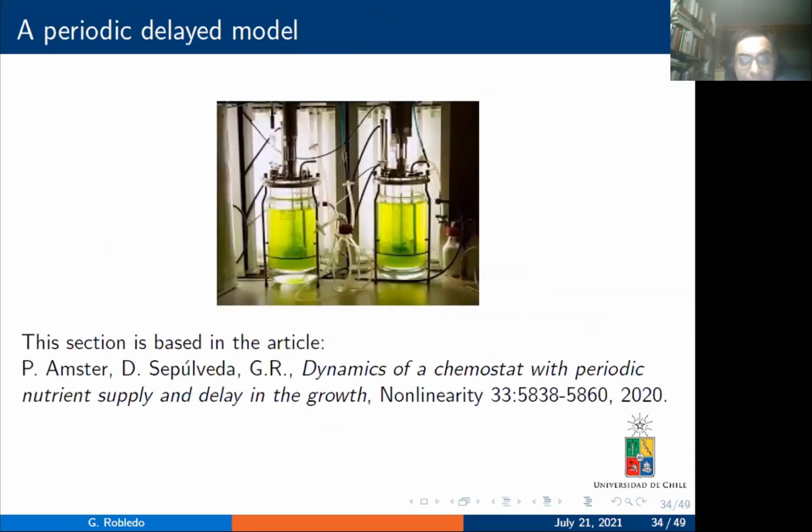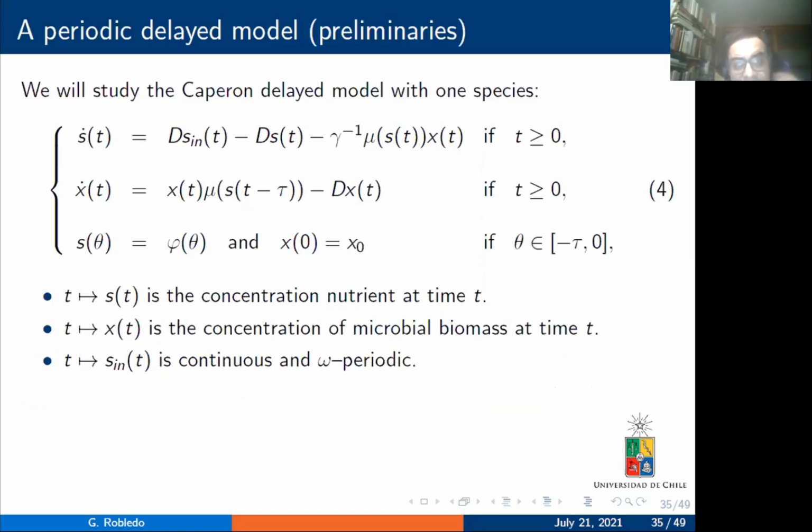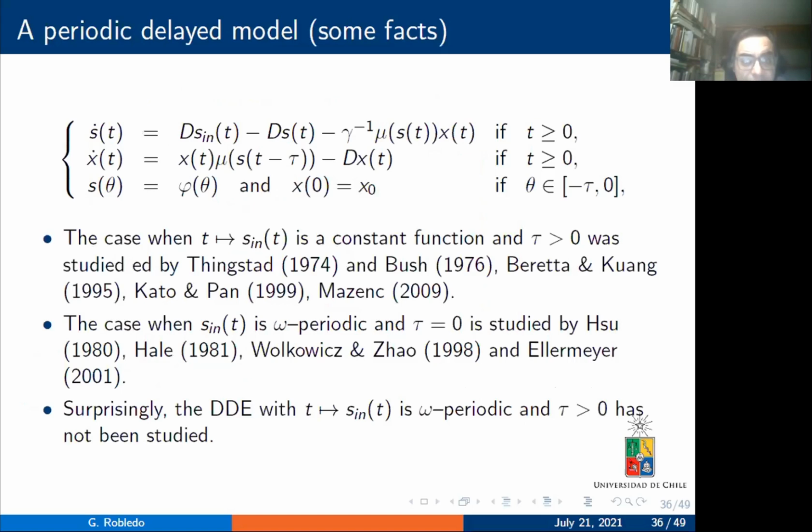The second one is about a chemostat equation with delays and periodic inputs. And this work has been made in collaboration with Pablo Amster and Daniel Sepúlveda. We will consider this chemostat. The delay is described following the approach of Caperon, and the novelty is that we are considering a periodic input of nutrient. In order to explain the novelty of this model, I want to make a short revision of the previous literature.